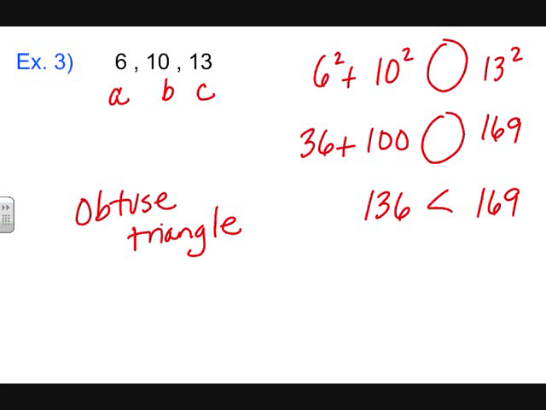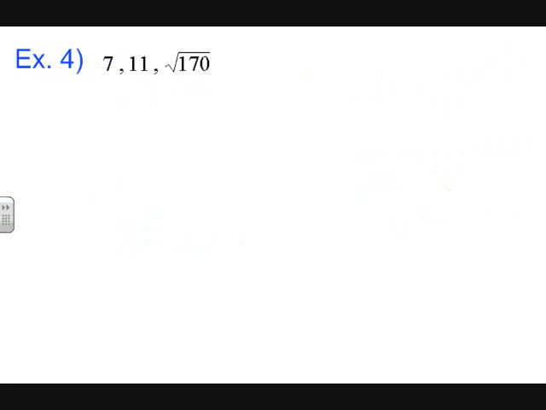We'll try it one more time. 7, 11, and the square root of 170. So the legs are 7 and 11, and the hypotenuse is the square root of 170. We know that the square root of 170, just for information, is 13.04, on and on and on.